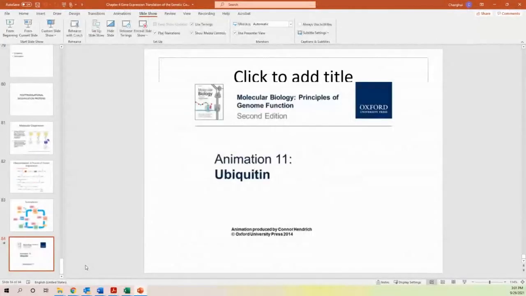Okay, so that's the ubiquitination. So that's the end of chapter 4.